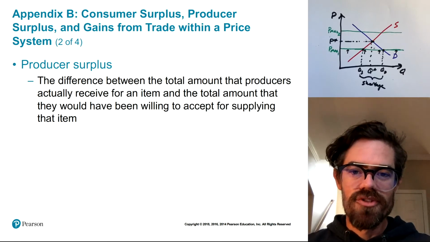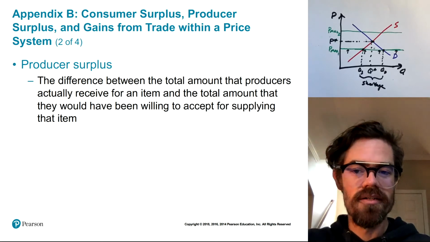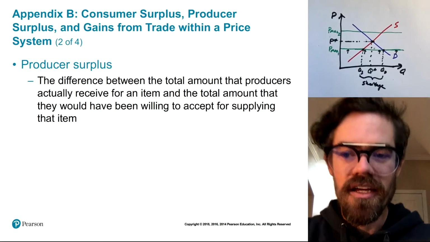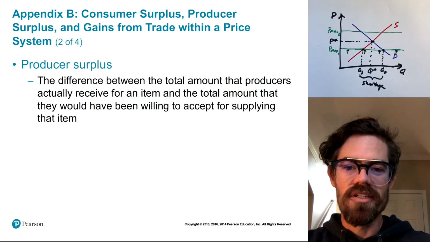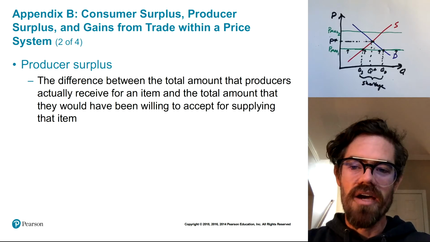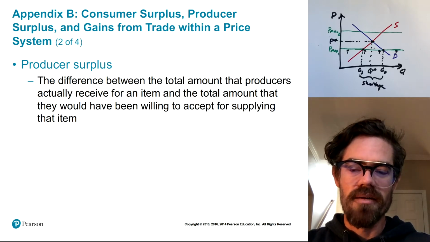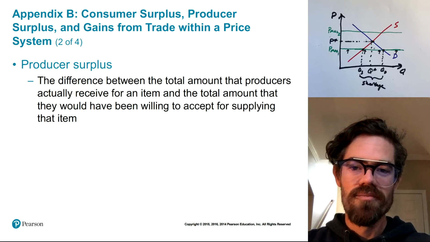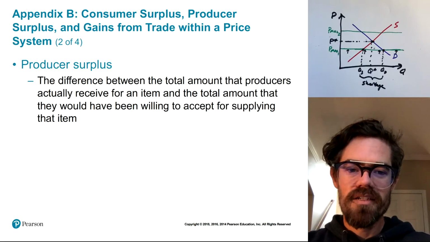Similarly, there's producer surplus. Now, this is the difference between what producers are willing to sell at and what they actually sell the item for in the market. So imagine that you are selling your labor and you would be willing to accept $10 an hour for your job, but you actually get $15 an hour for your job. Well, that difference of $5 would be your producer surplus as a laborer. So somewhat similar, but kind of the opposite side of the market.